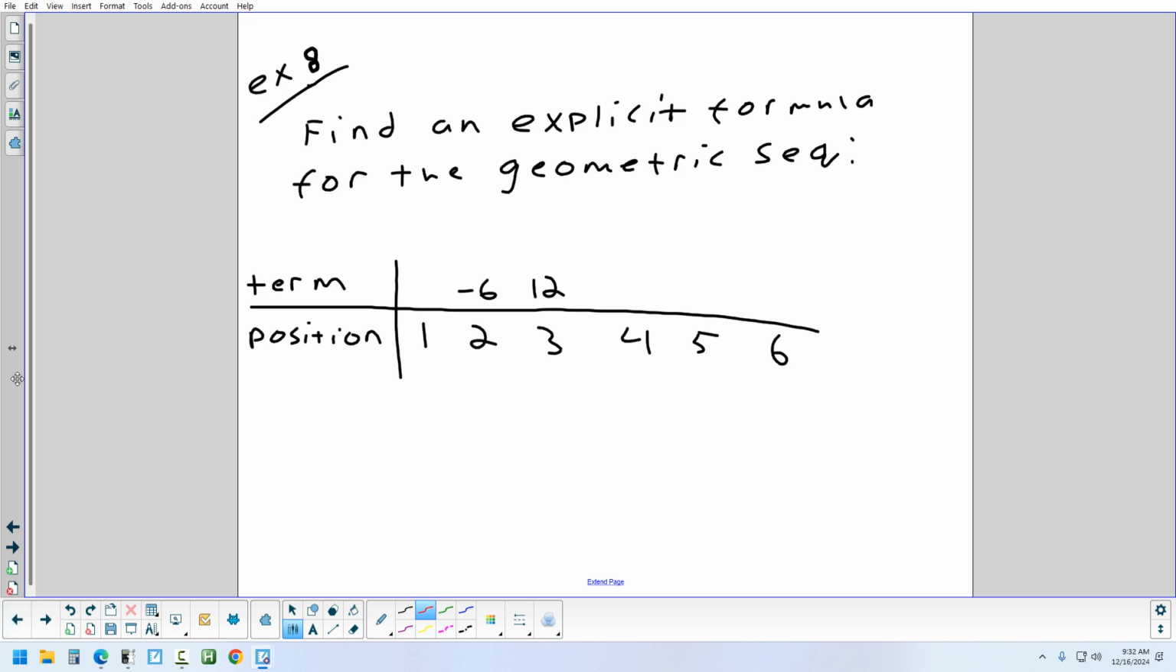All right, let's finish up with that one. Find an explicit formula, and they're telling you it's geometric. If you didn't know it was geometric, you couldn't tell by looking at those two numbers. Maybe the pattern is just adding something each time, but I know it's not, because they say geometric. What are you multiplying by each time to get from one term to the next? Negative 2. If you're not sure, divide 12 by negative 6 and it will tell you. So it's times negative 2.